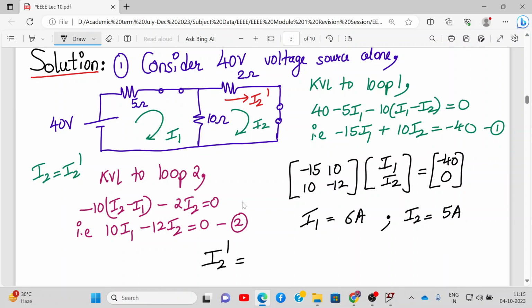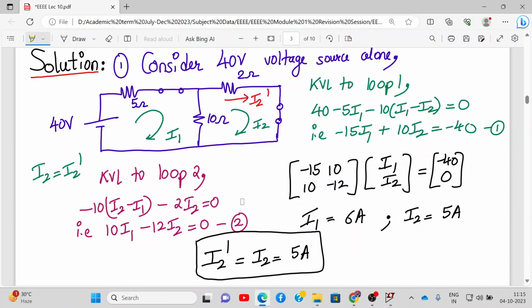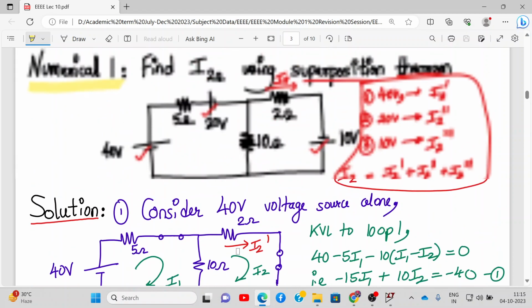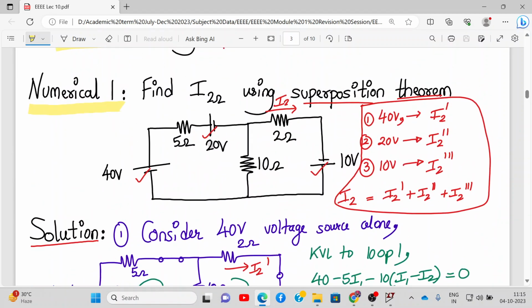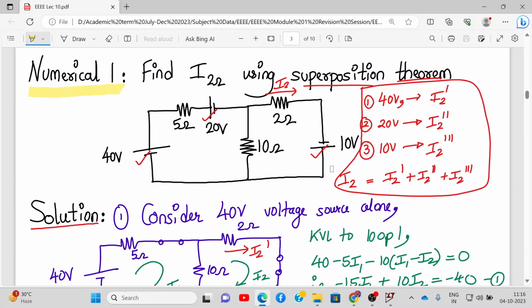So I2 dash is basically equal to I2, which is equal to 5 amperes for the first case. Alright. So we have calculated the value of I2 dash for the 40 volt voltage source. In this way, next we have to consider the 20 volt voltage source, considering the other two voltage sources as short circuit. Then the third case, the 10 volt voltage source. Alright. So let's consider the 20 volt voltage source.